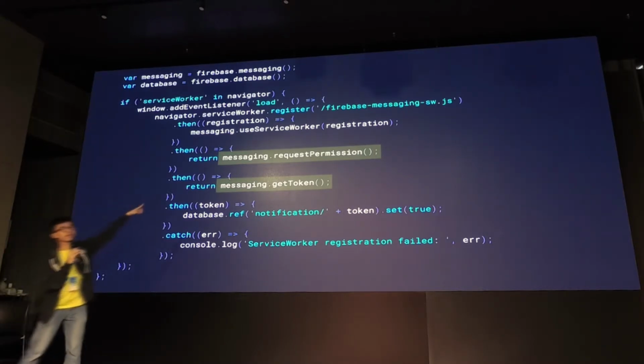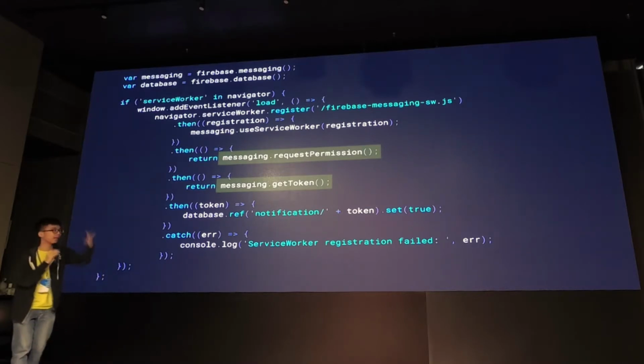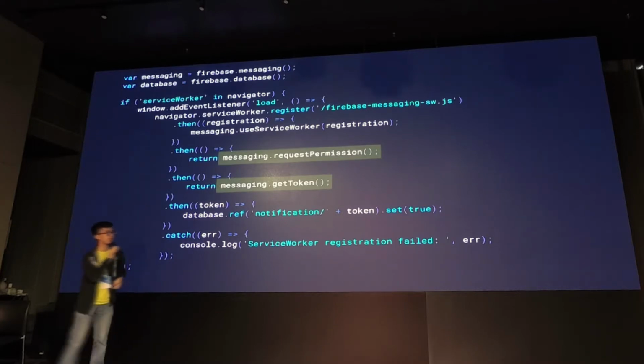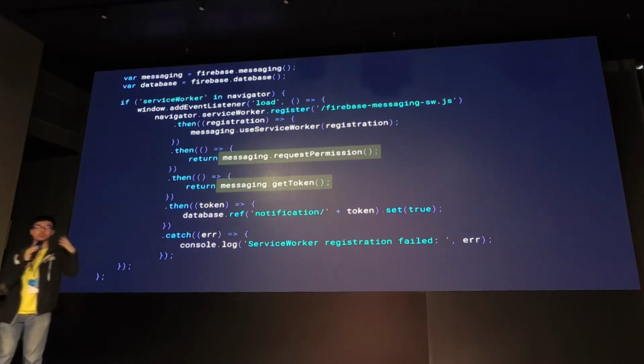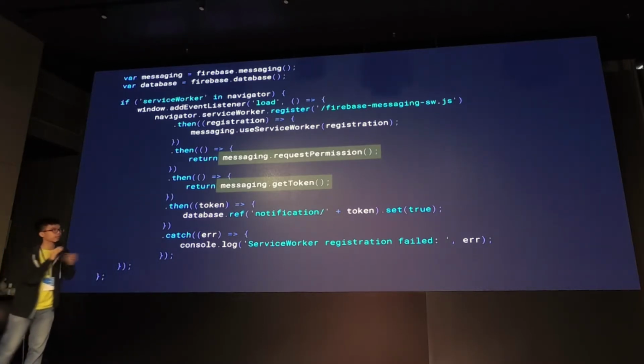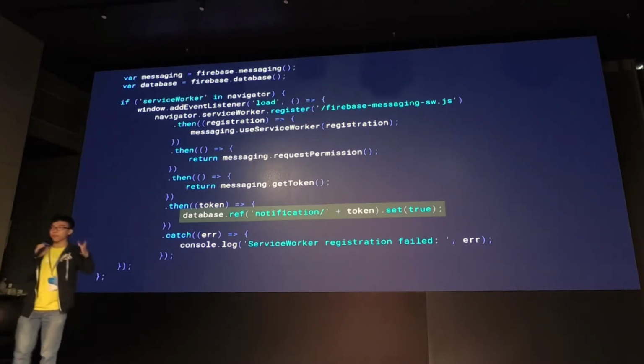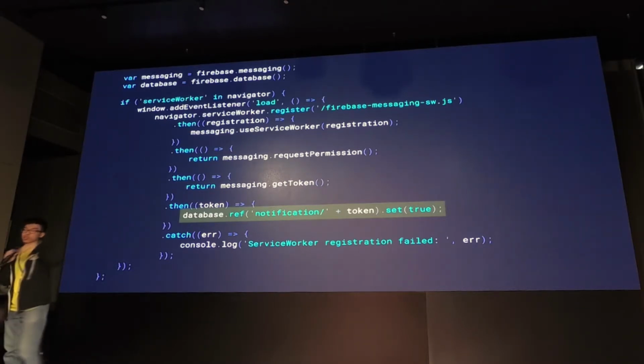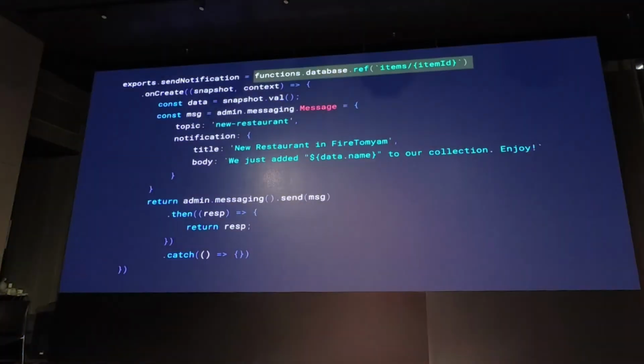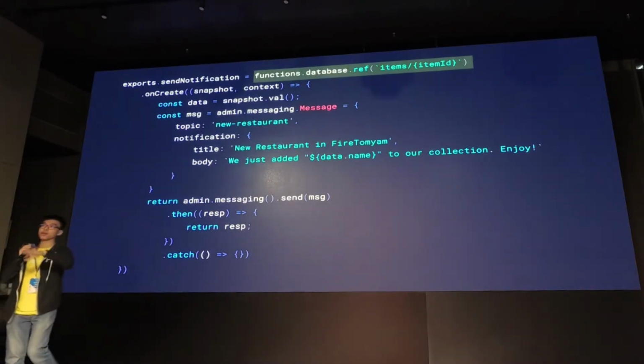Once the user presses yes or accept, the browser can proceed to the next step, which is to use messaging dot get token. It will generate a token which you need to save to the database. Once you save the token to the database, from the back end, you can use it to send notifications to the user. So once we got the token, we save it to the Firebase database for future use.